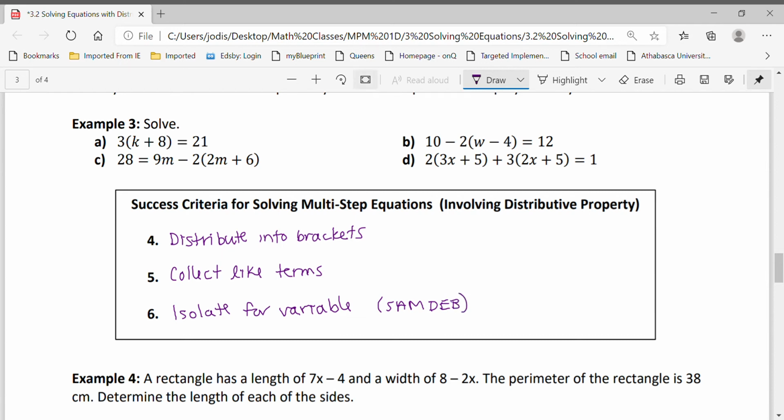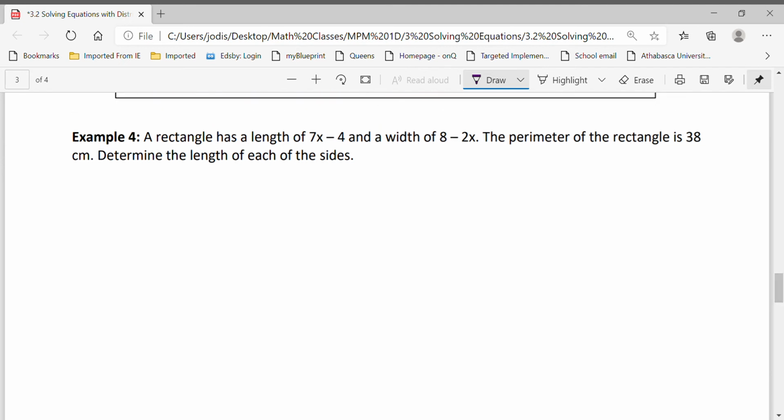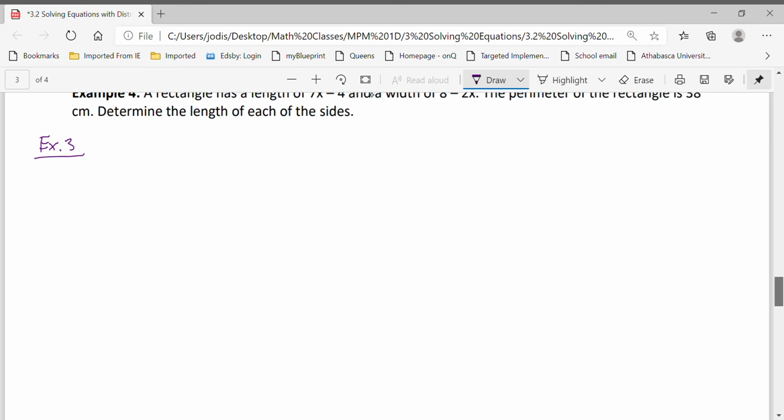Okay, so we're going to try this example 3. I don't really have room to write up here, but I do have a lot of room at the bottom of the page. So I'm going to call this example 3, and I'm just going to use this space down here.